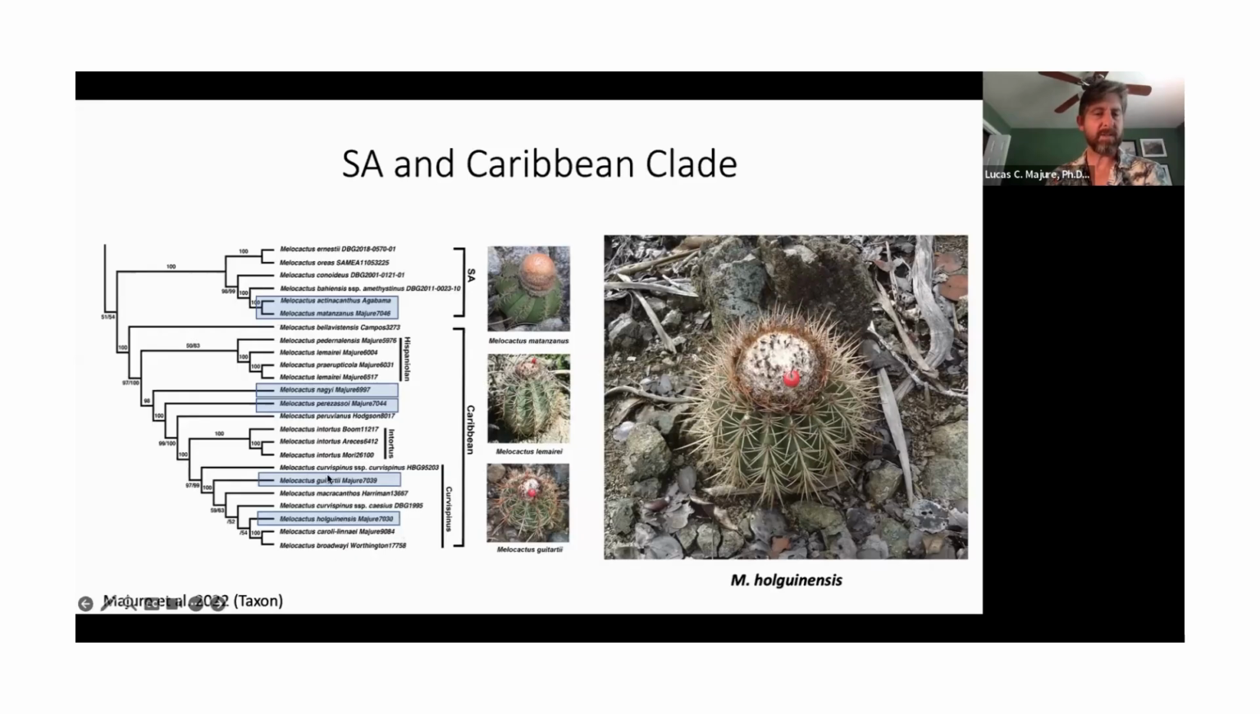And so it does beg the question, what do we do with Curvispinus? Do you recognize it all as one giant variable species, or do you break these up into hard to distinguish multiple species in these different areas?